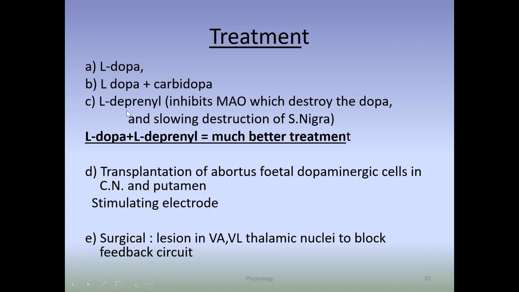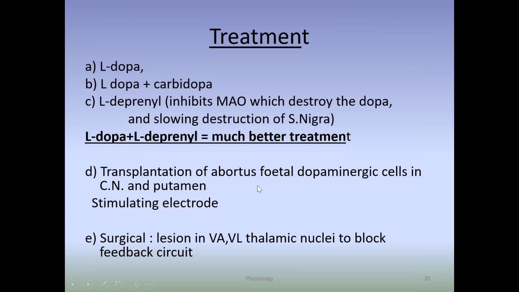Third drug is L-deprenyl. It inhibits the monoamine oxidase enzyme. Now, this enzyme destroys dopamine, so with it inhibited, more dopamine is available. That is called L-deprenyl. So L-deprenyl plus L-dopa is a much better treatment as compared to the individual treatment, L-dopa or L-deprenyl alone.